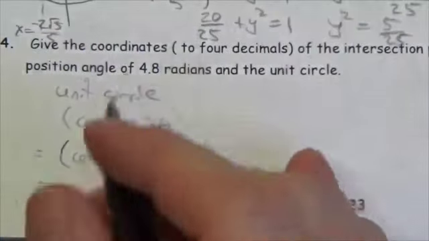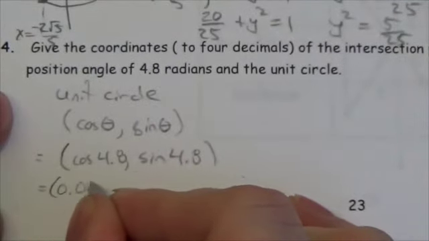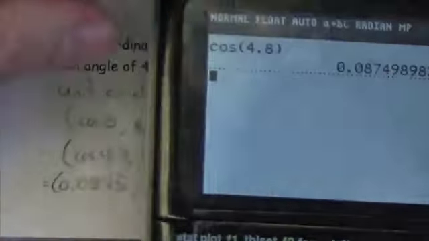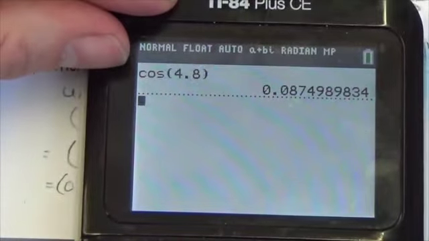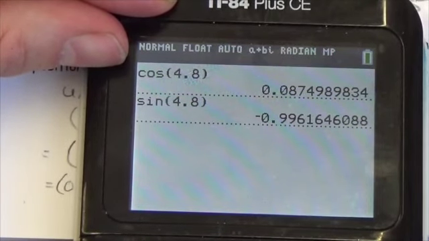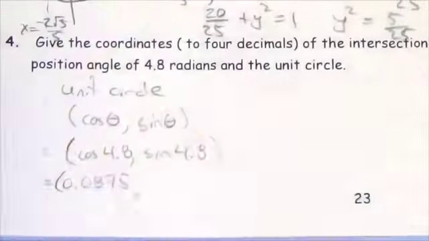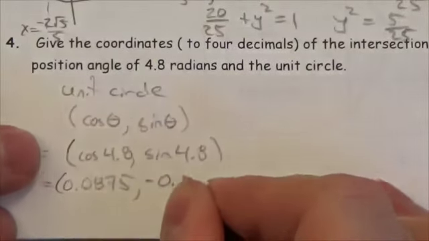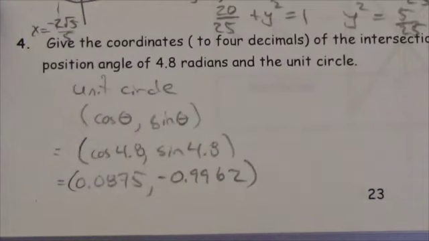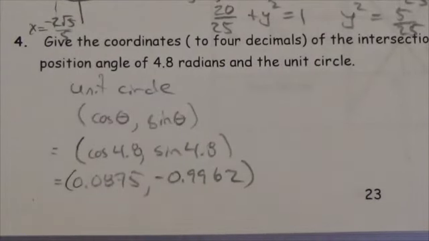0.0875, so there's the x coordinate, and the sine coordinate will simply be the sine of 4.8, negative 0.9962. And those are the coordinates that we're looking for. Just as straightforward as that. You got to memorize that.